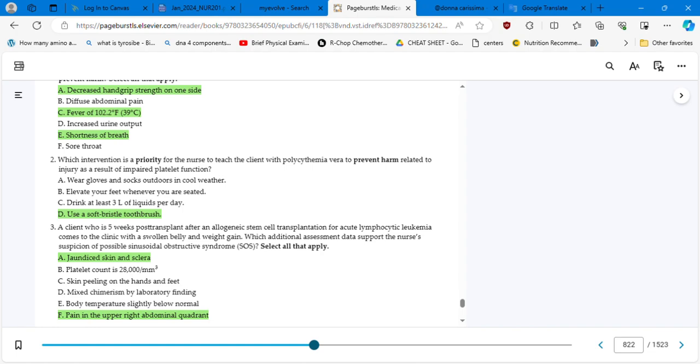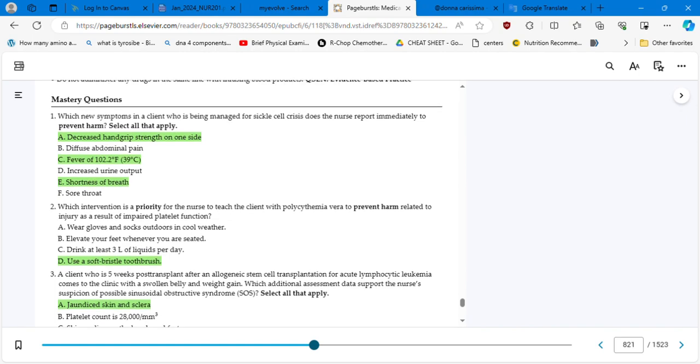However, I may ask question number 1 and you may find the answer as options C and E together. Okay, probably I'm going to put option A, diffuse abdominal pain. Option B, fever of 102 and shortness of breath. Option C, increased urine output. Option D, sore throat. Probably I am deleting decreased hand grip, and I'm giving you 4 options, and I'm going to put together 2 of the right answers.